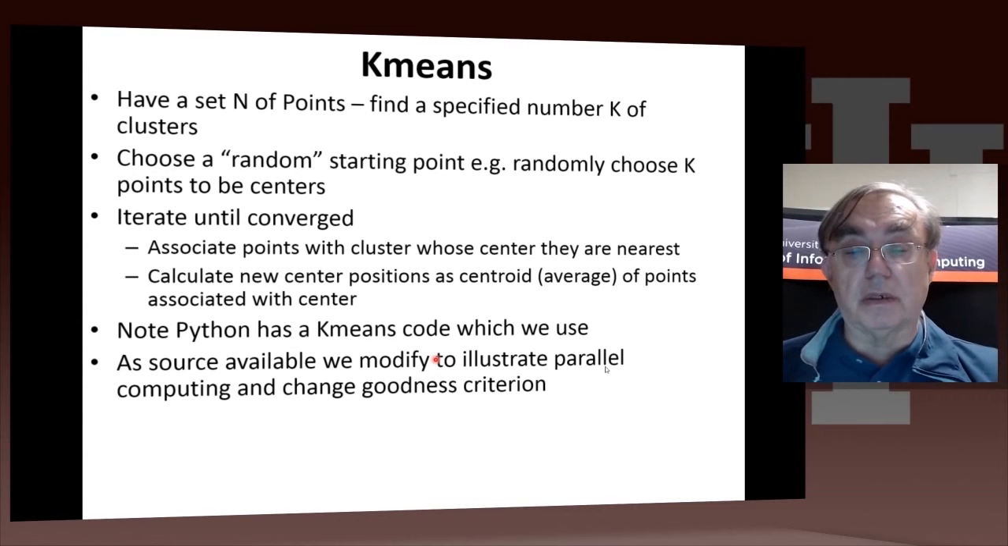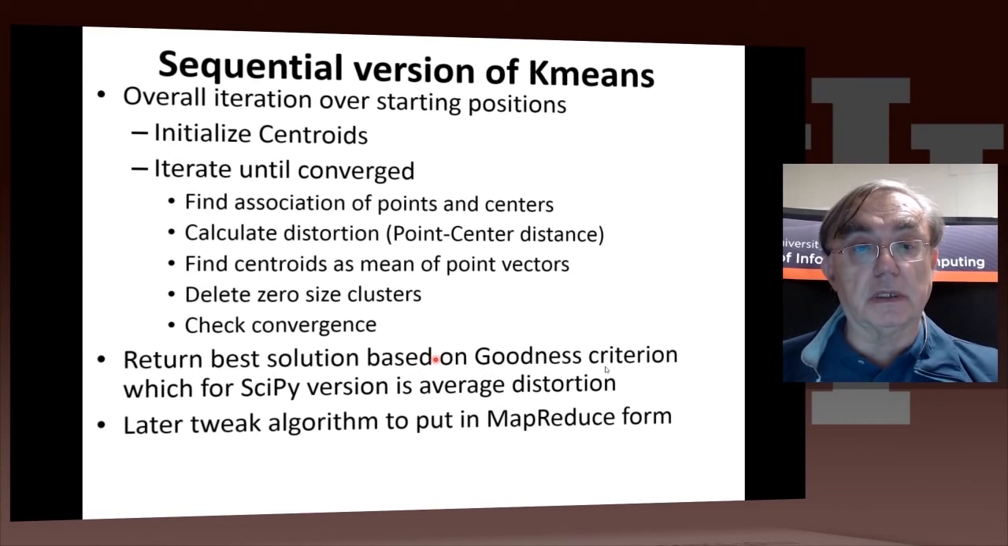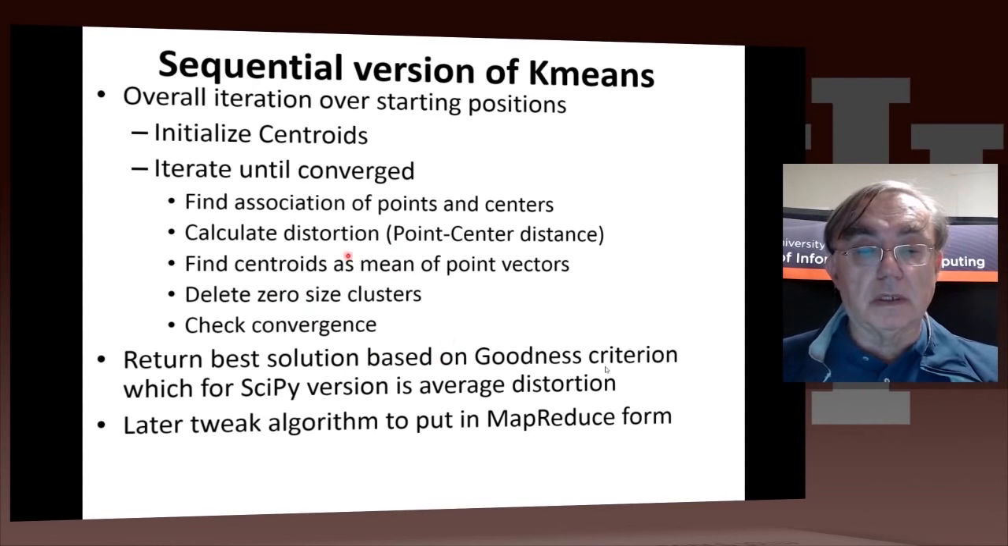And here we will make a small modification to the quality of fit of clustering criterion, which I call the goodness criterion. And here we write out the k-means algorithm again. Notice this is actually what's explicitly implemented. We do have to calculate the point-center distances. This is called the distortion. We do have to delete zero-size clusters, and we do have to check convergence.